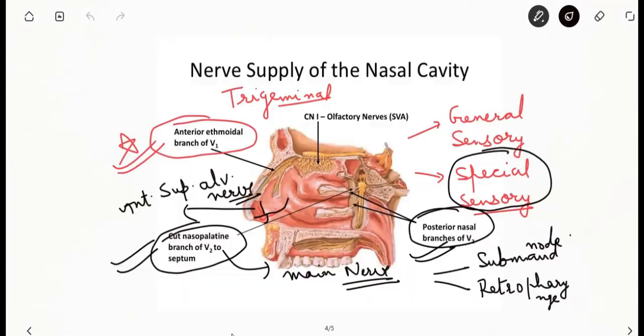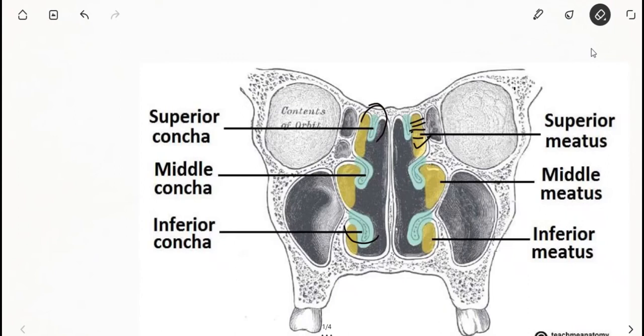So from the exam point of view, you have to remember a few points. Number 1, the sphenopalatine artery is the artery of epistaxis. Second, the little area is a common site of bleeding from the nose. So this little area is very important from your exam point of view. Next we are going to discuss the conchae and the meatus.